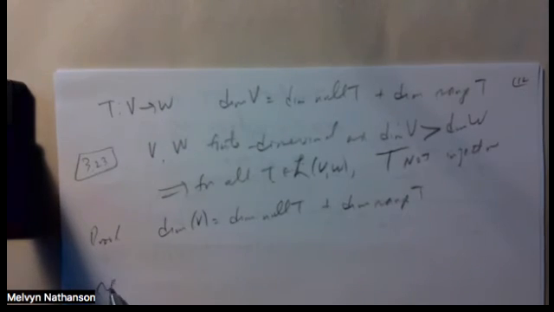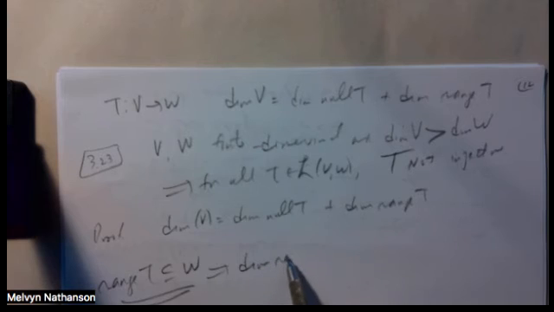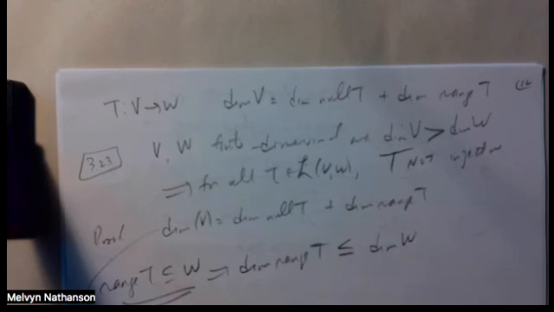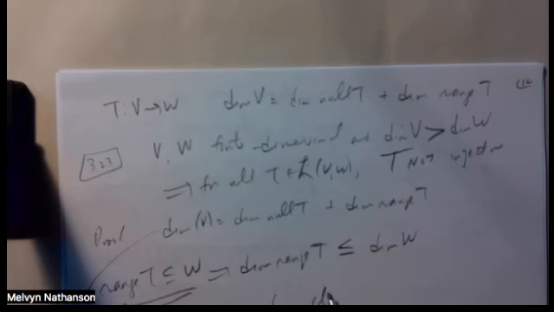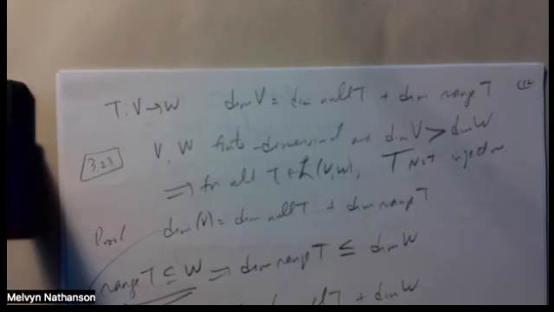But remember, the range of T is a subspace of W. So the dimension of the range of T is less than or equal to the dimension of W, because the subspace cannot have larger dimension than that of the ambient space. So this says the dimension of V, which is the dimension of the null space of T plus the dimension of the range of T, is less than or equal to the dimension of the null space of T plus the dimension of W, which means the dimension of the null space of T is greater than or equal to the dimension of V minus the dimension of W.